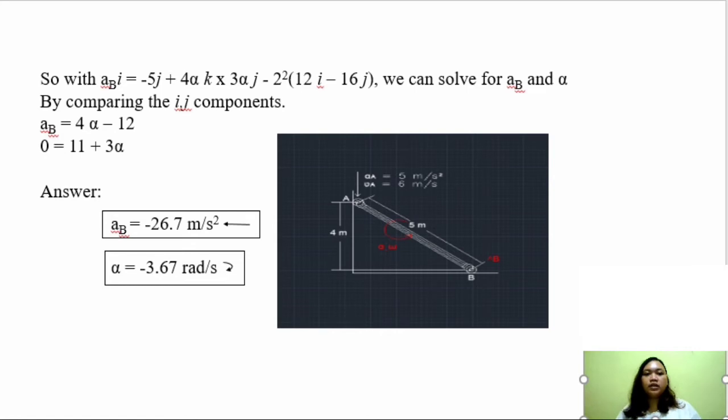The acceleration of B is equal to negative 26.7 meters per second squared going to the left, while the angular acceleration is equal to negative 3.67 radians per second squared, clockwise. In the analysis of the results in applying the relative acceleration equation, if the solution yields a negative answer for an unknown magnitude, it indicates that the sense of direction of the vector is opposite to the shown diagram. Thank you.